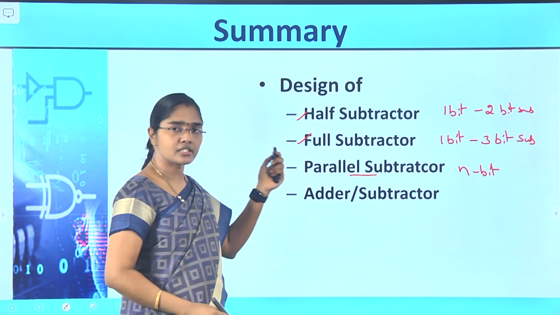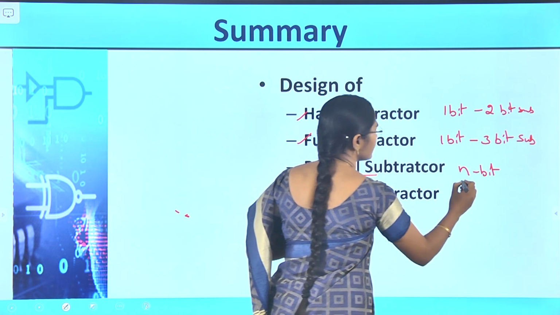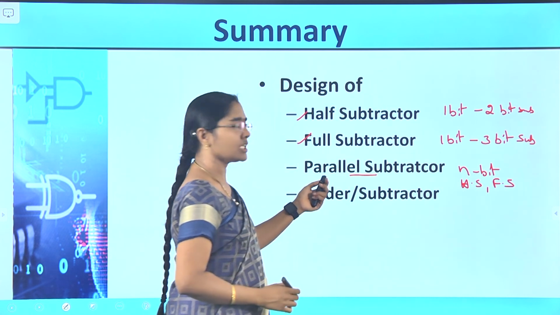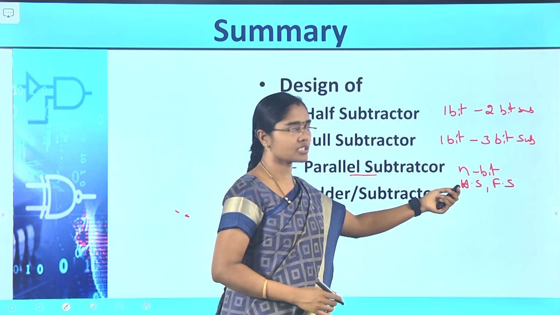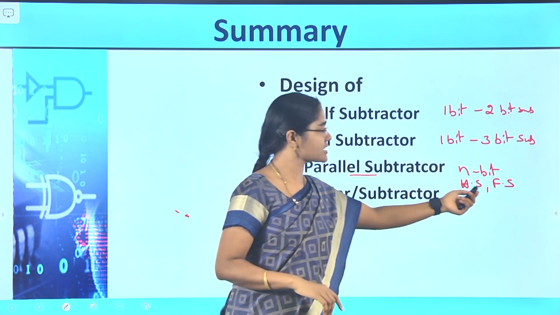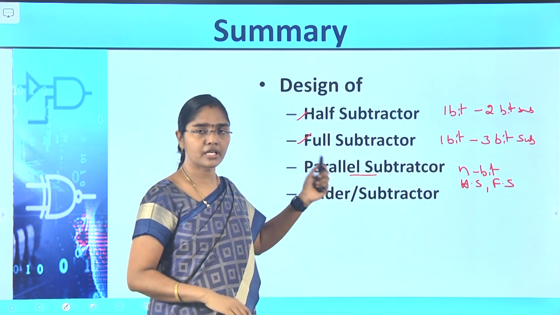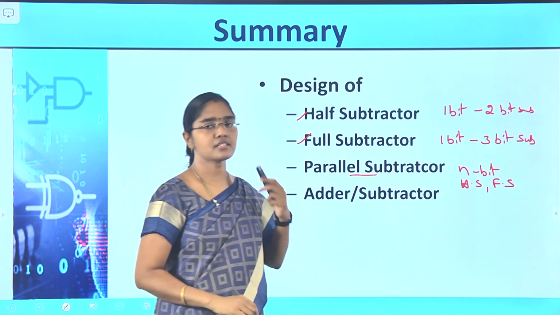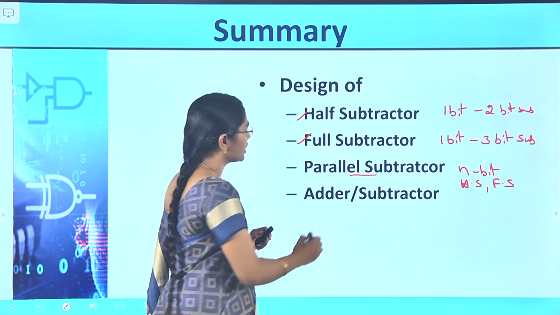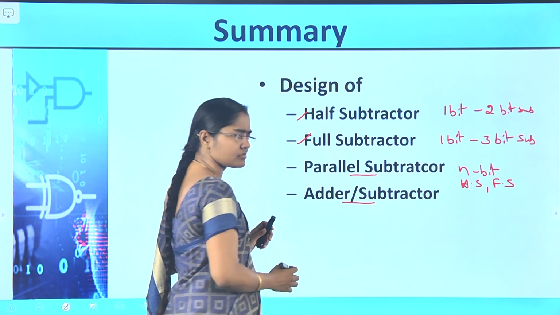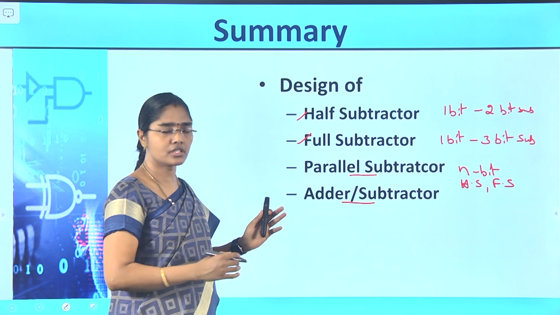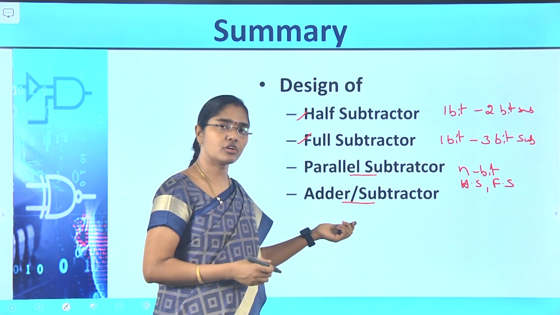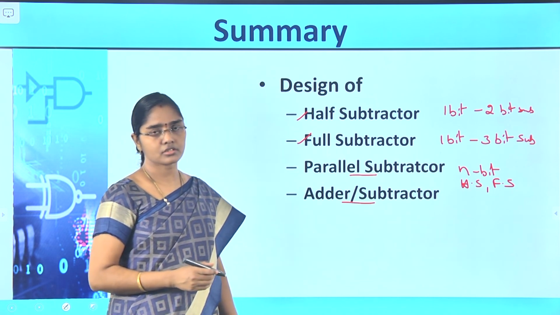This parallel subtractor uses half subtractors and full subtractors. If it is using a combination of half subtractor and full subtractors, one half subtractor and n minus 1 full subtractors are required for an n-bit parallel subtractor, or if it is using only full subtractors, then n full subtractors will be used. And the adder bar subtractor, which we have seen, is a single hardware which performs both addition operation and subtraction operation.